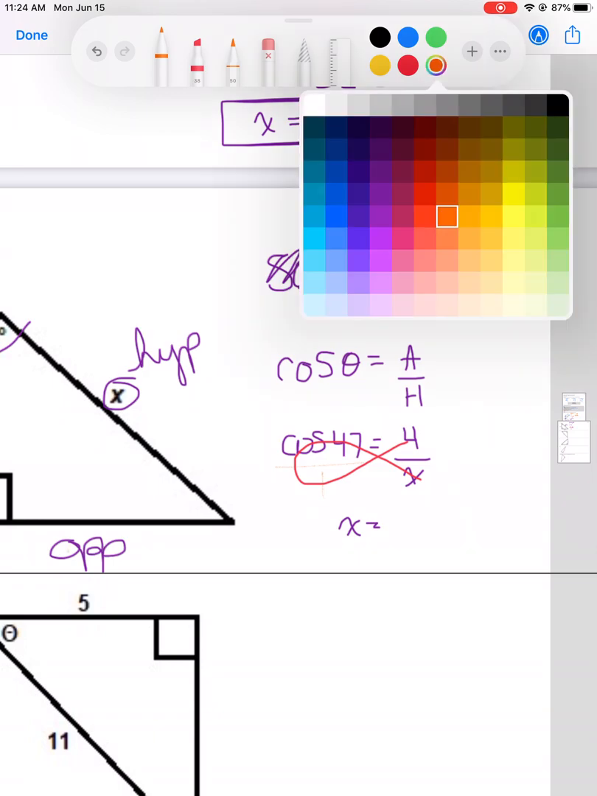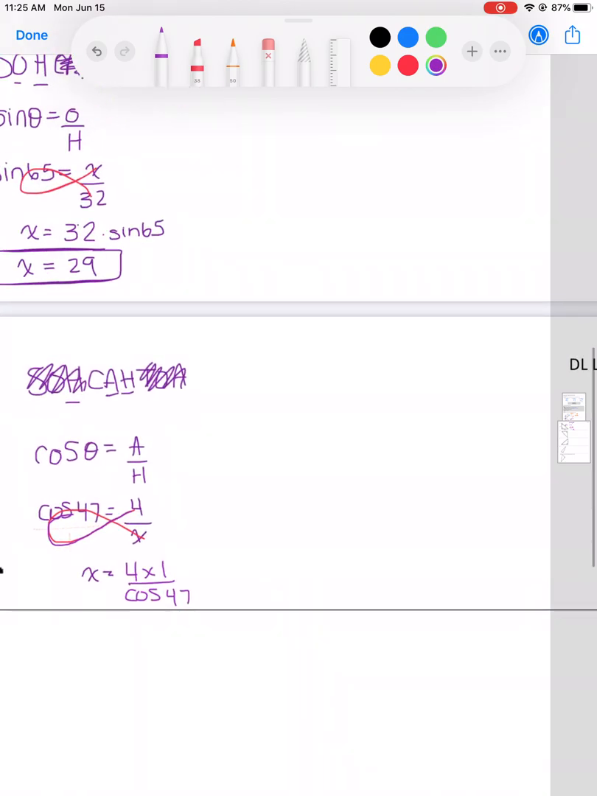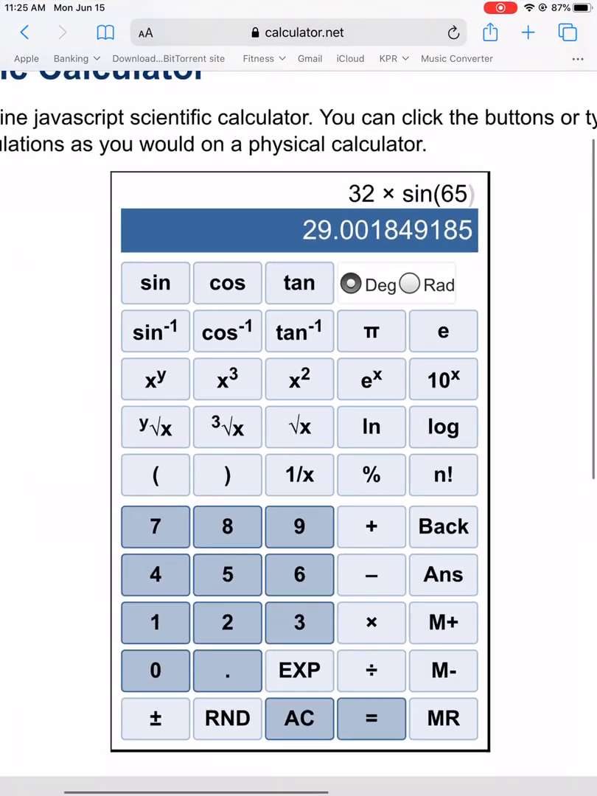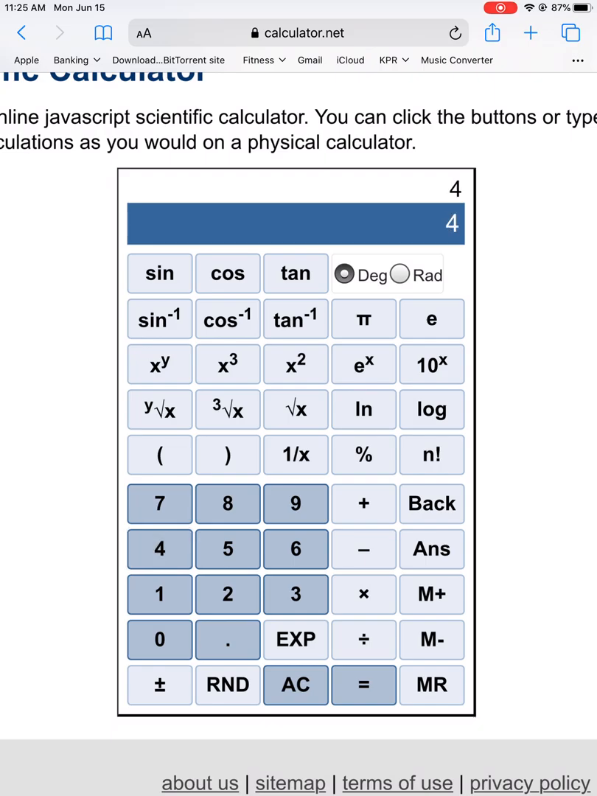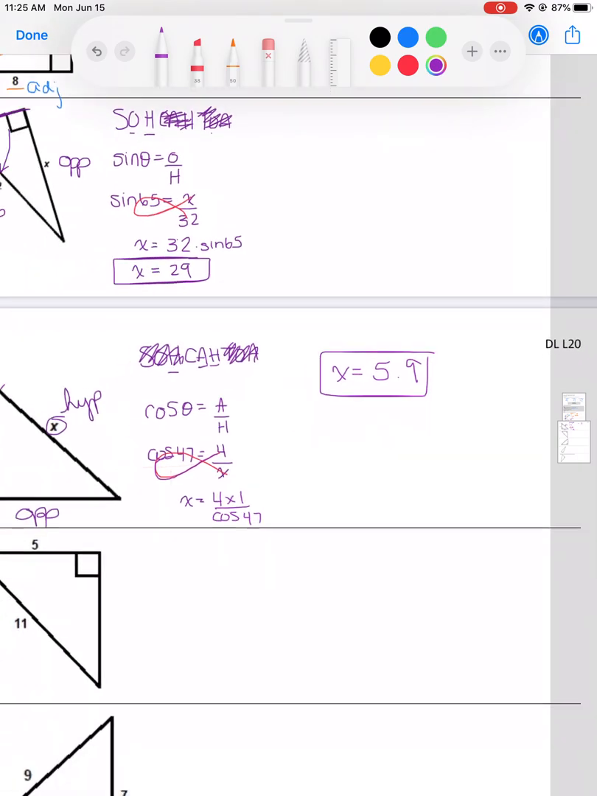Hopefully those are the same colors. So it'll be 4 times 1, right? So we go here, and then divide by cos 47. I know the color's not the same, but whatever. So 4 times 1 is always going to be 4, so I'm just going to skip that. 4 divided by cos 47 is 5.86, so we can just say 5.9.